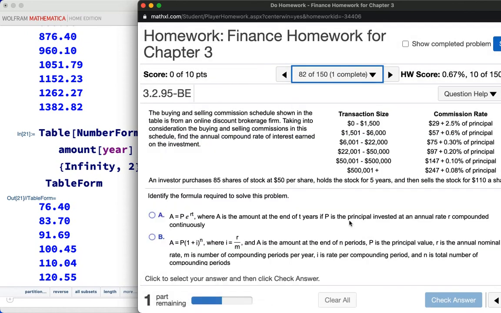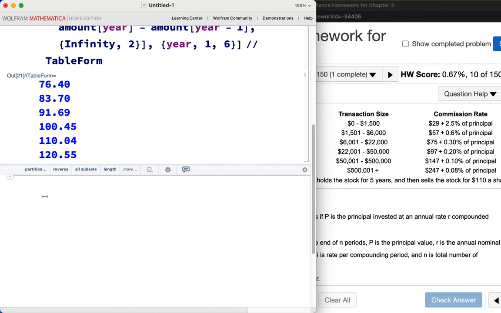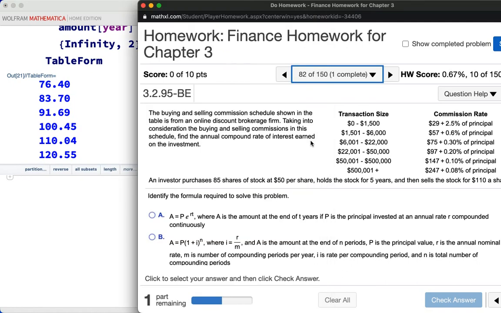Okay, this problem's a little weird, but that's okay. It's not that weird. It's basically just a regular compound interest problem, but there's a little bit of a catch here because of the commission rate, but that's not a big deal. The buying and selling commission schedule shown in the table is from an online discount brokerage firm. Taking into consideration the buying and selling commissions in this schedule, find the annual compound rate of interest earned on the investment.